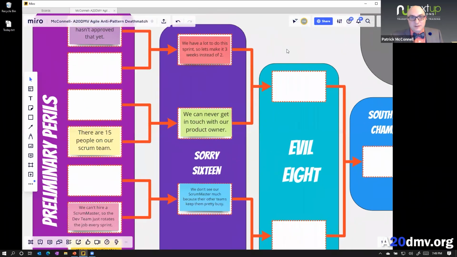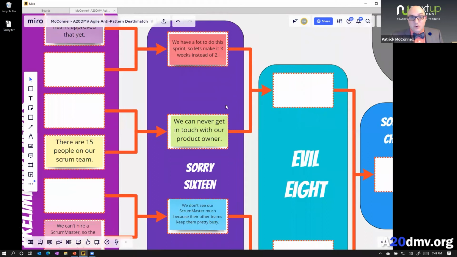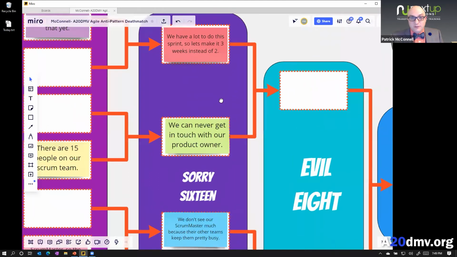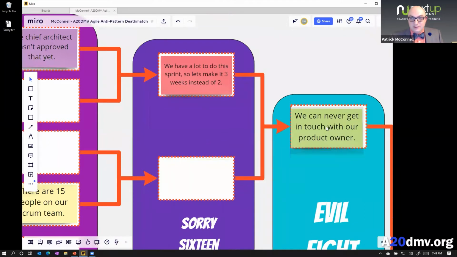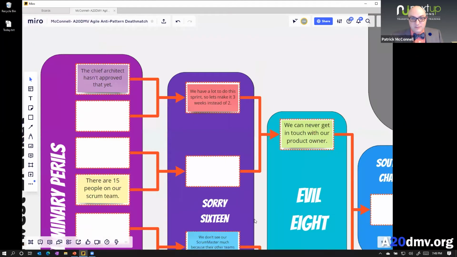We have a lot to do this sprint, so let's make it 3 weeks instead of 2. Or we can never get in touch with our product owner. Which one's worse? Raise your hand for the top one. Leave it lowered for the bottom. Oh, yeah, I think we can never get in touch with our product owner seems to be the bigger problem.